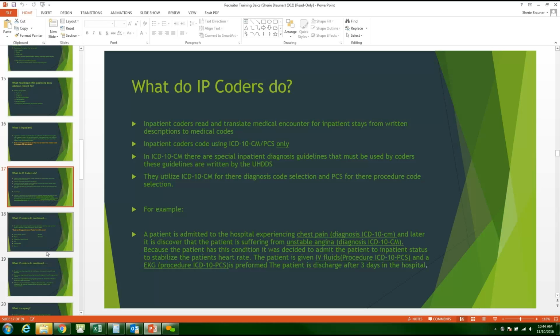In ICD-10 CM, there are special inpatient diagnosis guidelines that each inpatient coder must follow, as well as outpatient coders, who have specific coding guidelines as well. They utilize ICD-10 CM for their diagnosis code selection and PCS for the procedure code selection for inpatient encounters. There's an example below. Please read and let me know if you have questions.